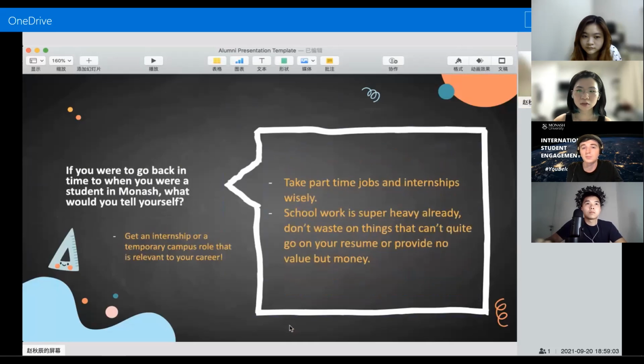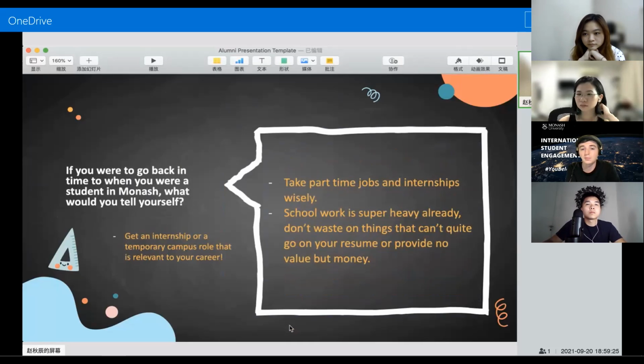Okay, the third thing I would like to share: if you were going back in time to when you were a student at Monash, what would you tell yourself? I guess I would just tell myself, get an internship or a temporary campus role that's really relevant to your career.